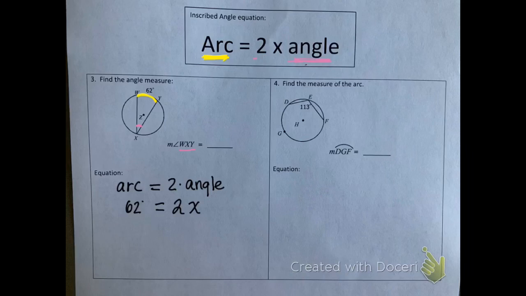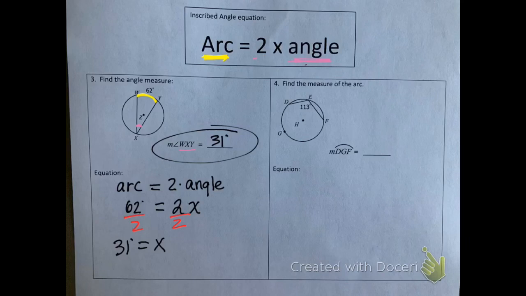So in order to solve for X, divide by 2. So the angle should be 31 degrees, right? It's always half the size. You don't have to write this equation. Technically, I agree. You could probably do this in your head. Just cut 62 in half.